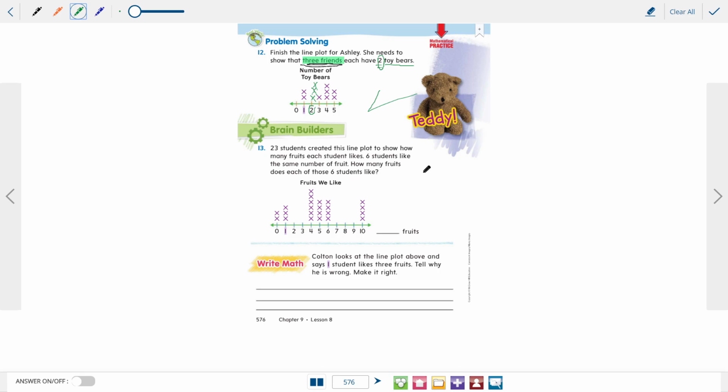Here, 23 students. Let me just make sure that this question is the same as in the book. It's different. So in that case, I will not explain this because it's different from your book. Okay?